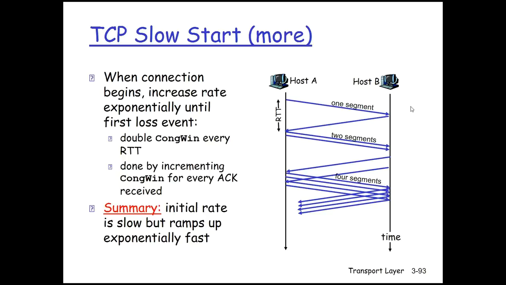It sends one segment, and that works fine. So exponentially, it doubles it. It sends two segments, and that works fine. Now it doubles it again. It sends four segments, and that appears to work fine. So as you can see, it's exponentially increasing its rate until it hits a loss.